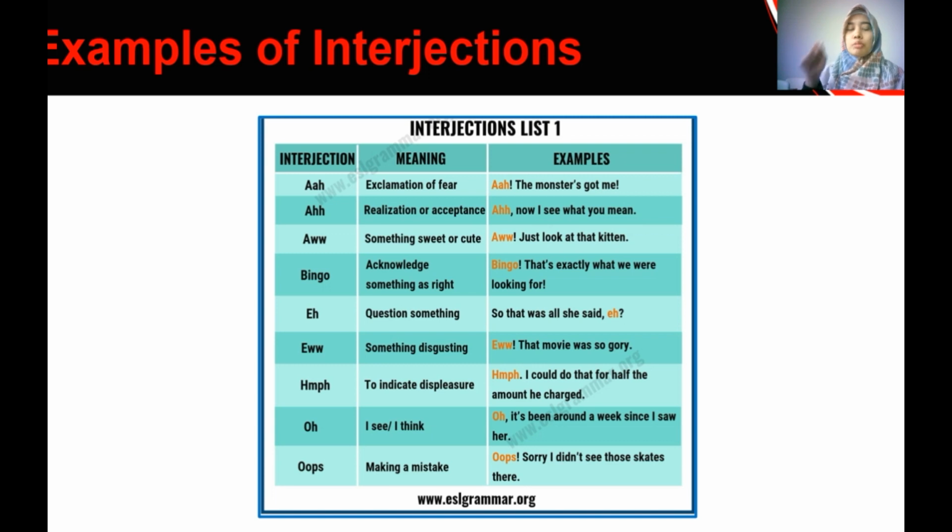And one more, I'm sure that you are quite familiar with this. You use the word bingo a lot. Yeah, bingo is used to acknowledge something as right. For example, bingo, that's exactly what we were looking for. For example, you are looking for something or some information in a book, and you couldn't find it until finally you got it, and you feel so happy. You think that this is the right thing that you were looking for, and then you say, oh, bingo, that's exactly what we are looking for.